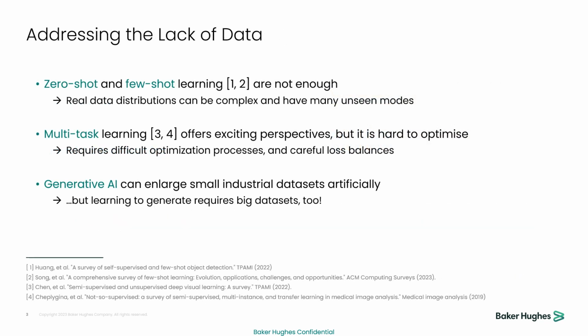In the literature, there are several approaches that try to address the lack of annotated data. Zero-shot and few-shot learning still do not address the problem of data scarcity in real-world scenarios, because they train models using only small amounts of annotated samples, while leaving them ignorant about the entire data distribution, which can be complex and have many unseen modes. Multitask learning offers exciting perspectives, but it is hard to optimize because it requires difficult optimization processes and careful loss balances.